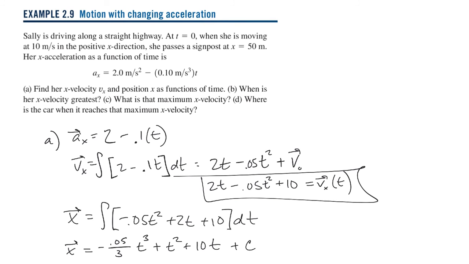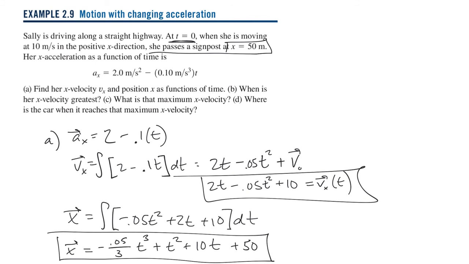And that's all great, but we need our constant of integration. And instead of c, we now use the initial value. That is our x naught. And if we look in the question, it says at time equals 0, she passes a signpost at x equals 50. So instead of this x sub 0, I'm going to take that away and make that 50. So this is our position function right there.